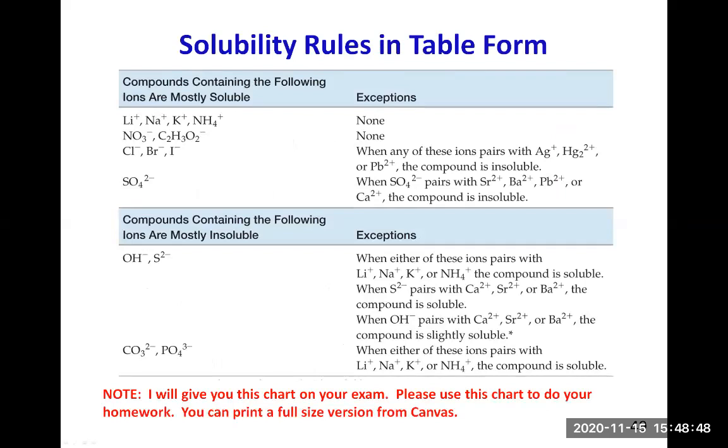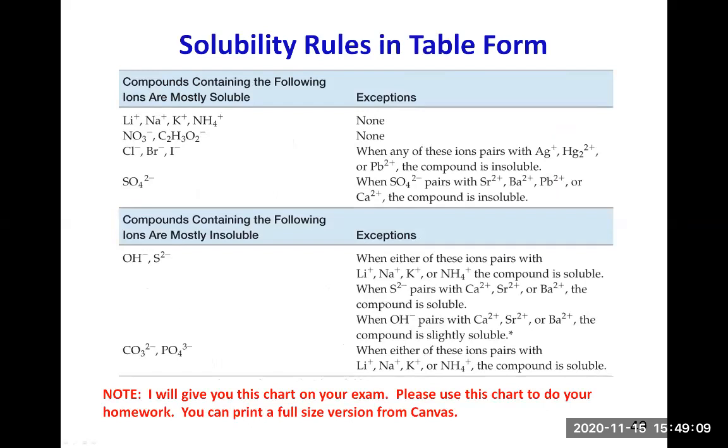So we have BaSO4. We have SO4, the sulfate, listed among the mostly soluble compounds. Let's look at the exceptions. When SO4 2 minus pairs with strontium 2 plus, barium 2 plus, Pb2 plus or calcium 2 plus, the compound is insoluble.